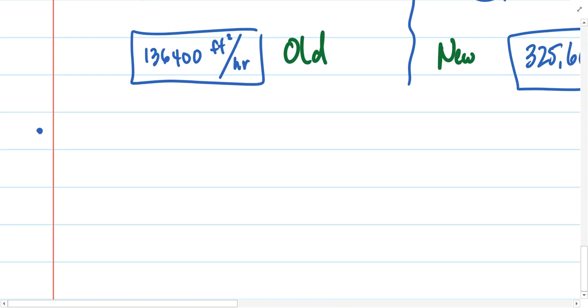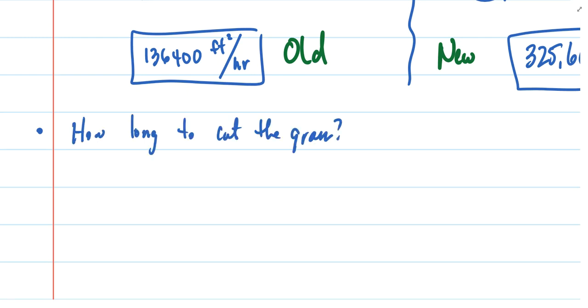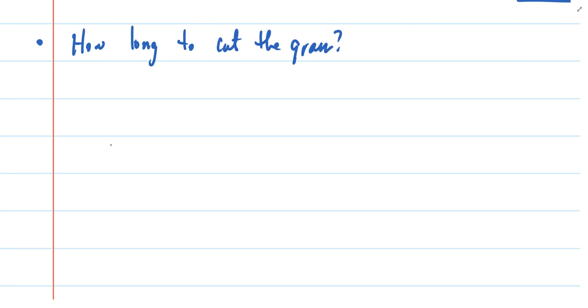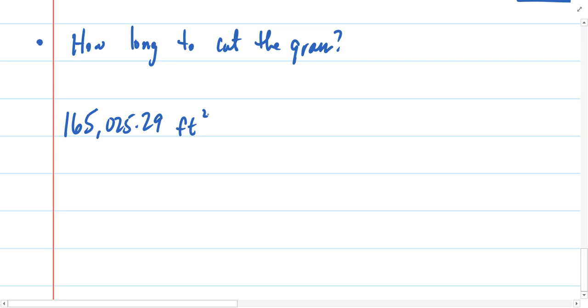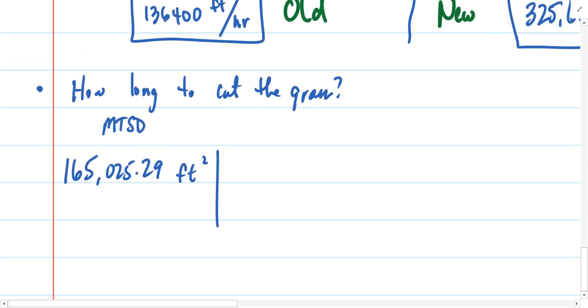Well, in the lawn itself, we're talking about 165,025.29 square feet. And again, that was given to us from Google Maps. That's the area that needs to be covered. And we know that this old lawnmower can actually cover 136,400 square feet per hour.